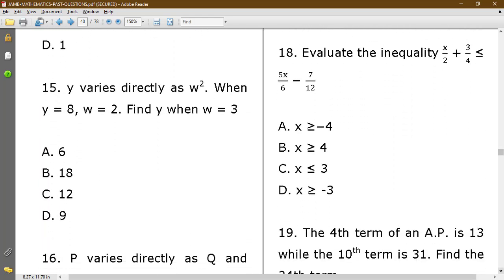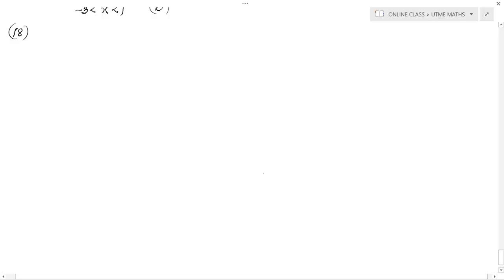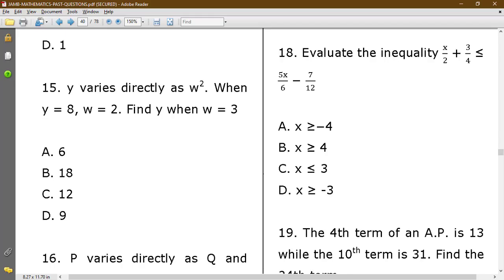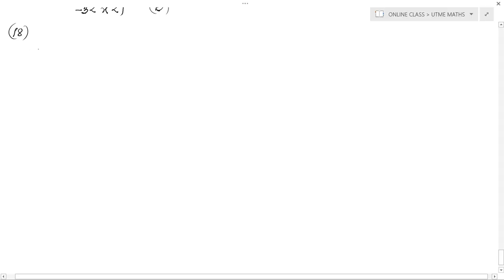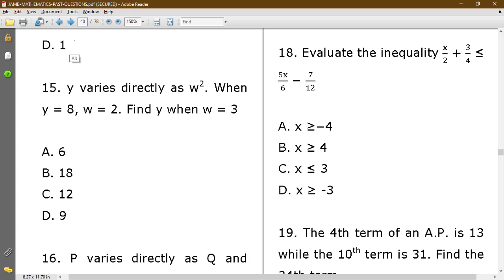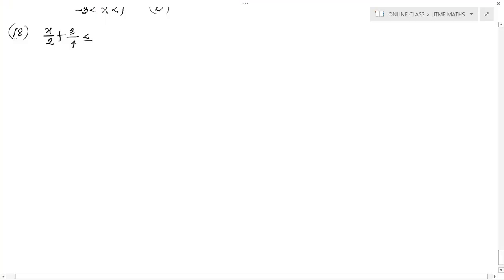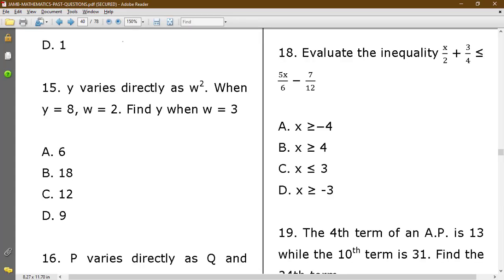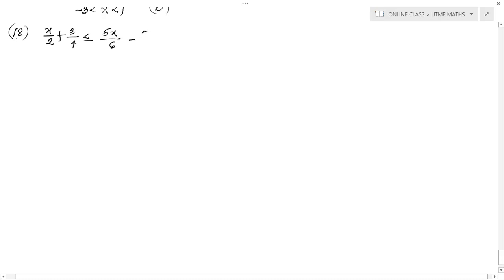It is an inequality involving fractions. We have x over 2 plus 3 over 4, less than or equal to 5x over 6 minus 7 over 12. In this case, you multiply everything by the LCM, which is 12.